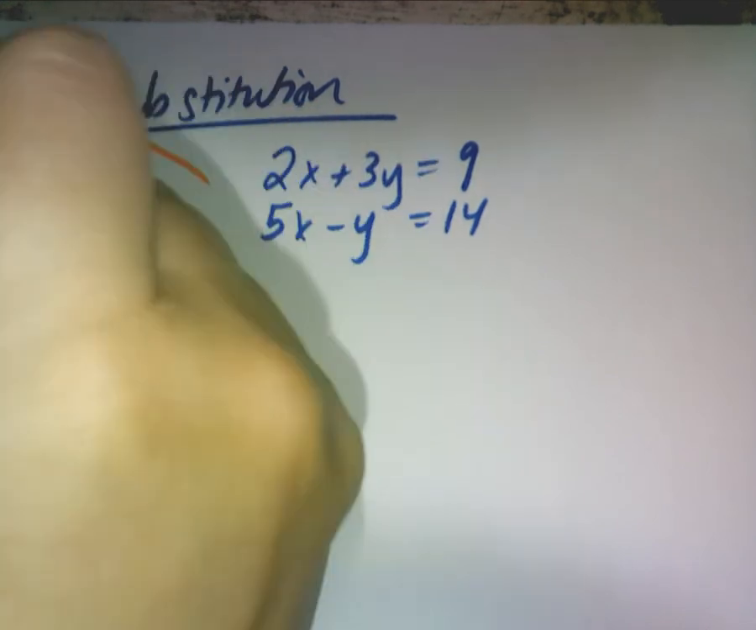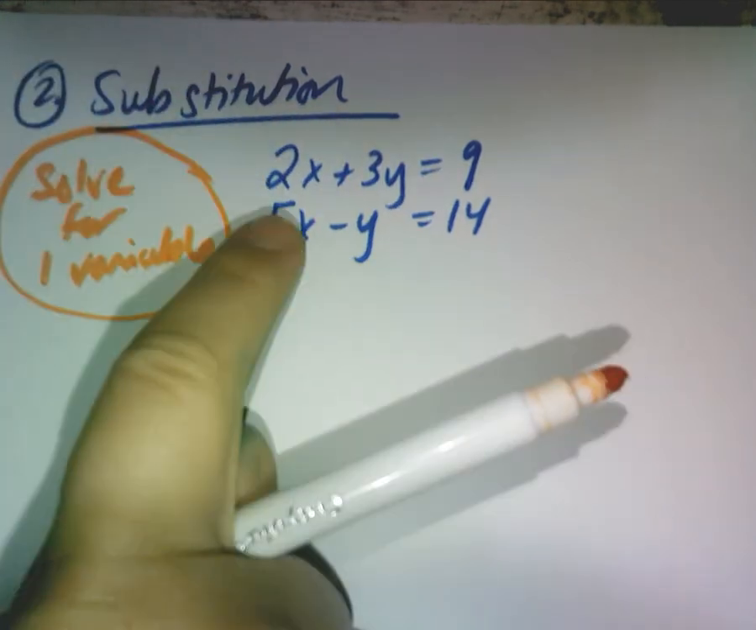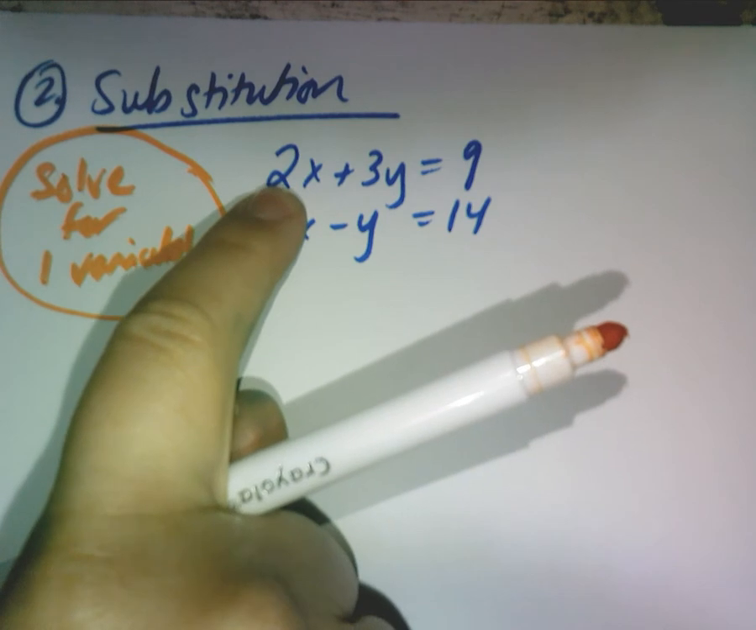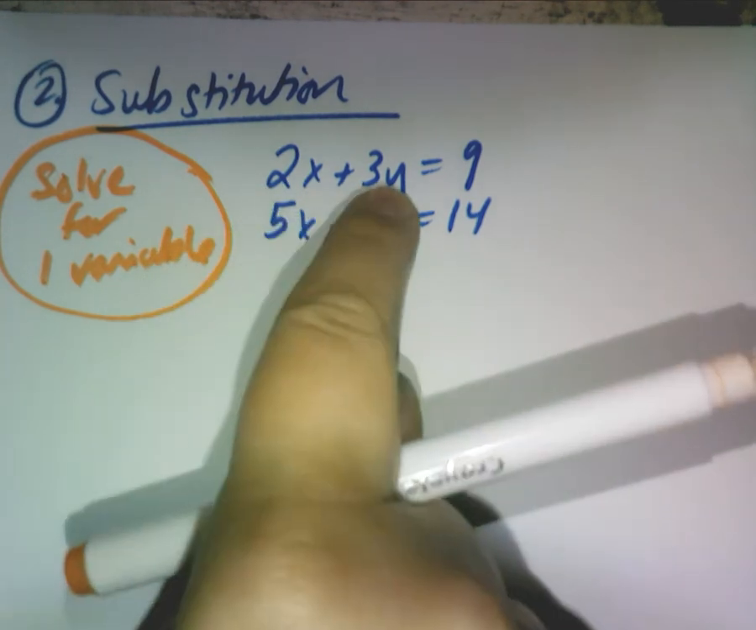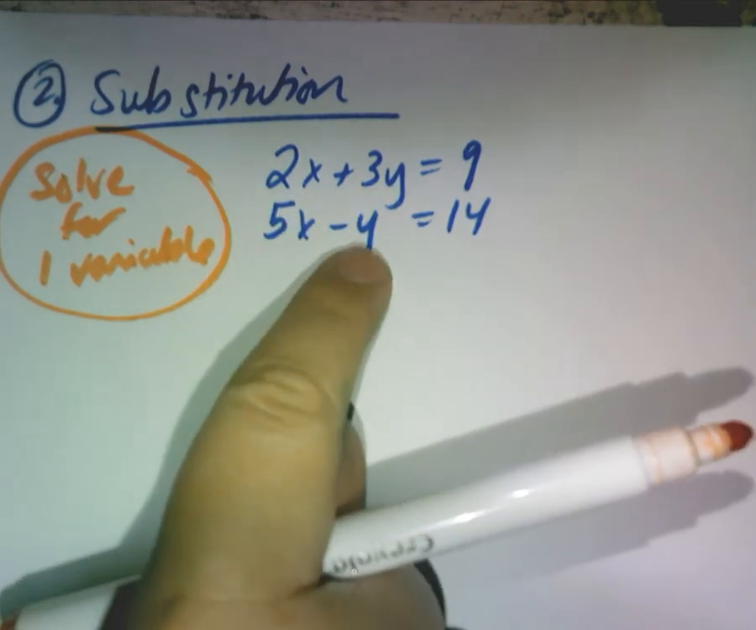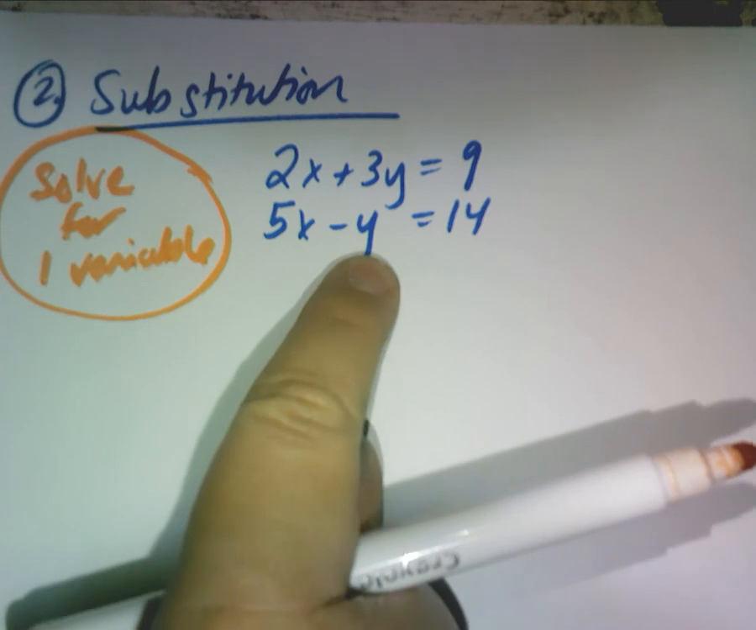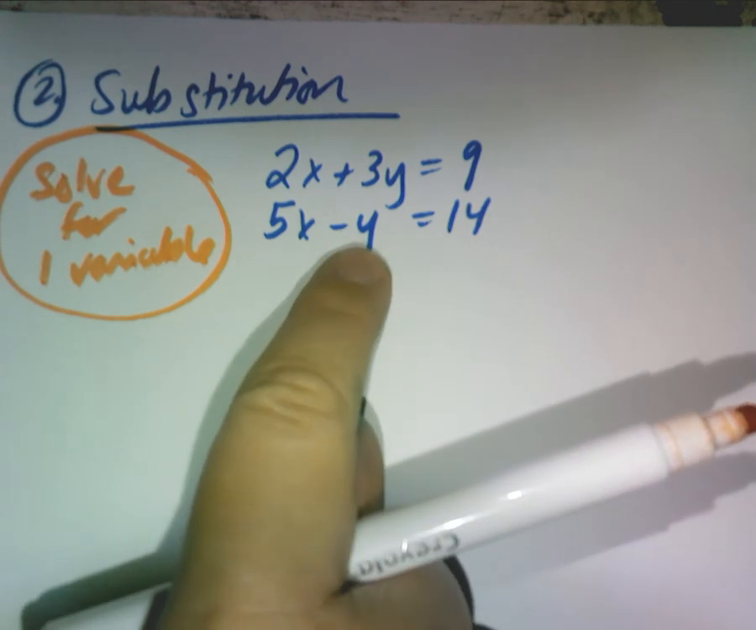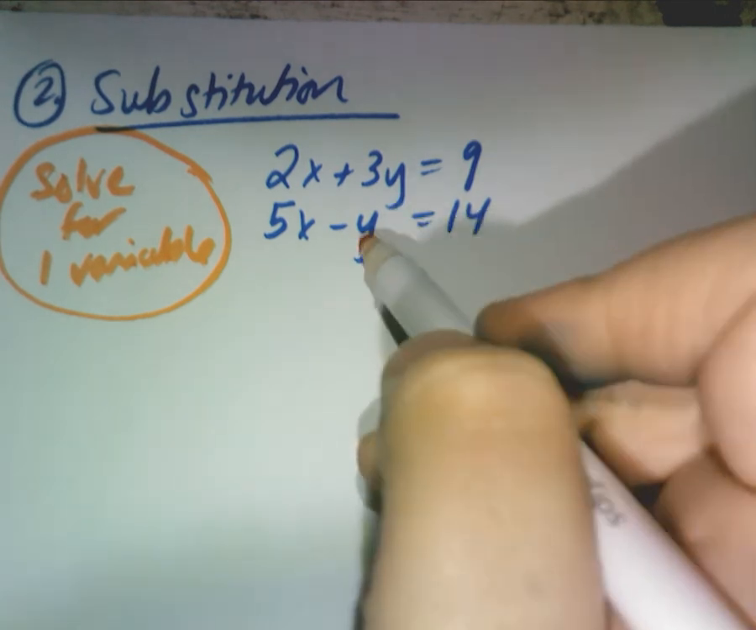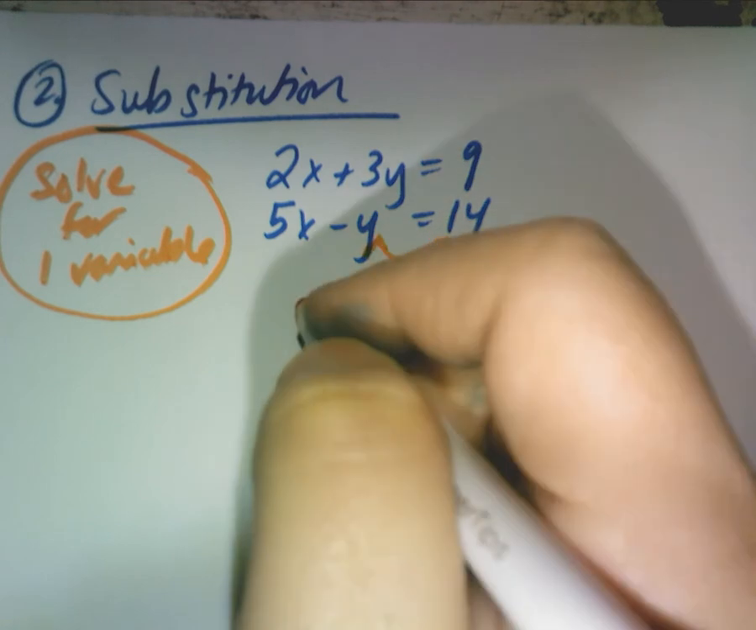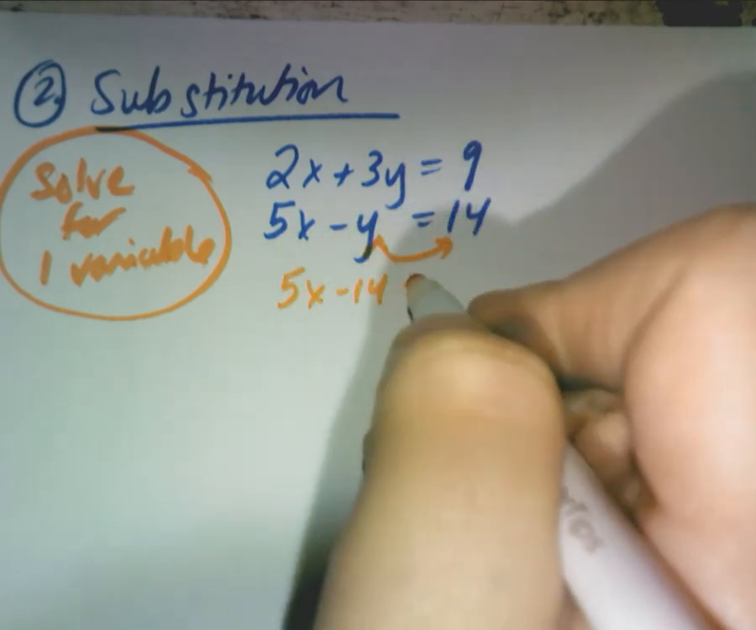And you definitely don't want to solve it for something like that x. There's a 2 in front. I wouldn't solve it for that y or that x. I'd solve it for that guy. He's all by himself. So get y by itself. So I'm pretty much switching these two. So let's see, it'll be 5x minus 14 equals y.